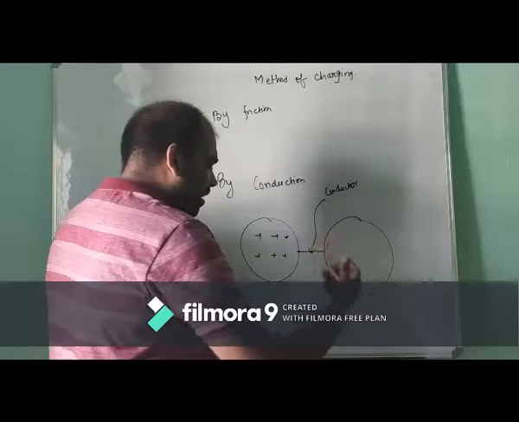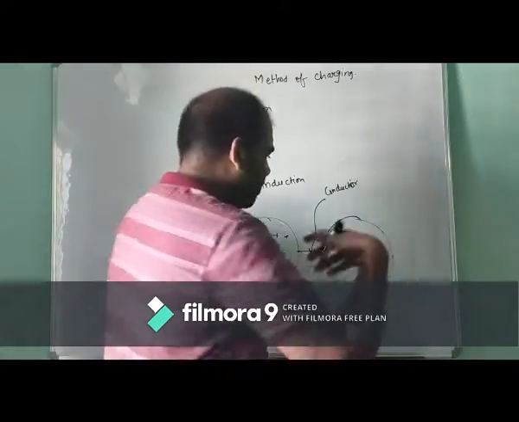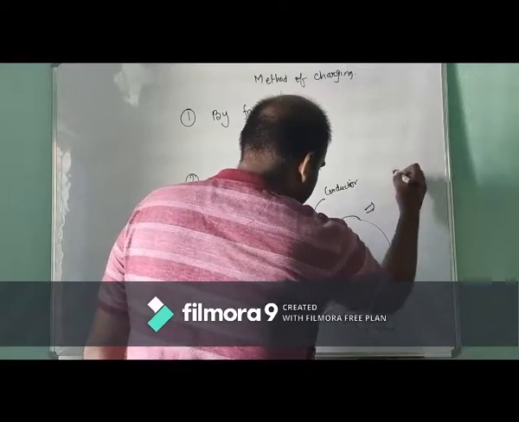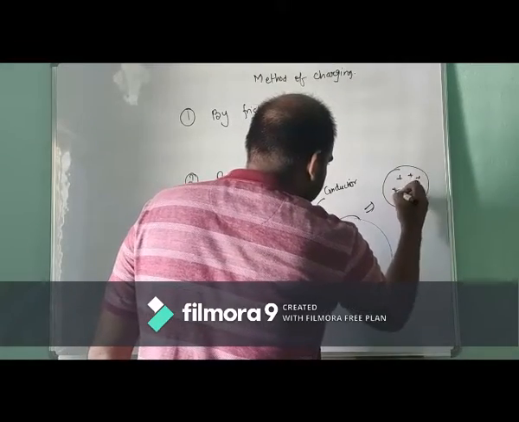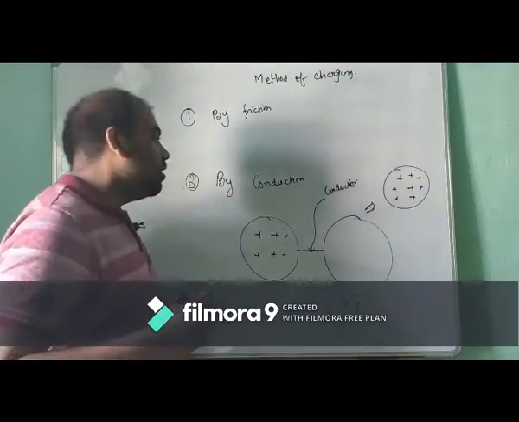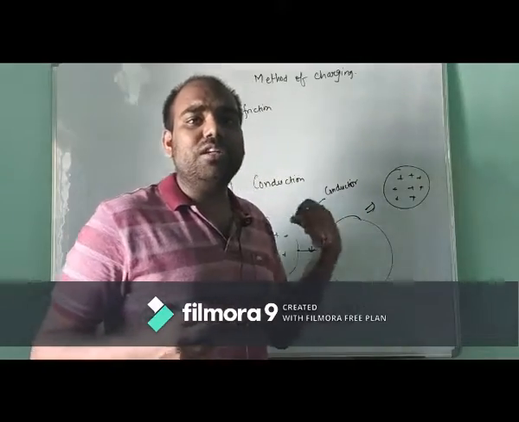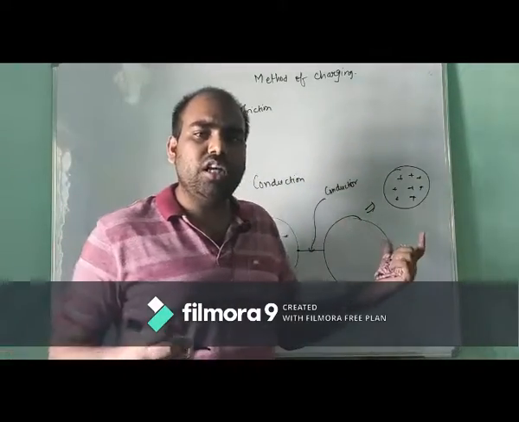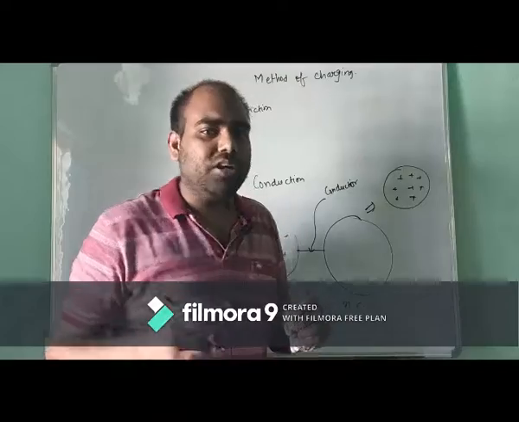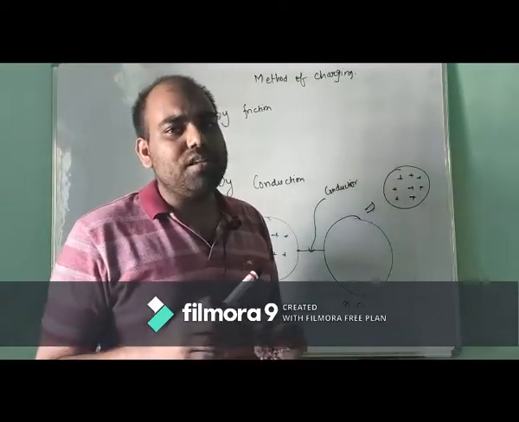Okay, now as a result, what you will find is this body, which was neutral earlier, will also become positively charged. The same type of charge it will acquire. Okay, and what is the magnitude of charge that will transfer from this body to this body? We will study these things in the later part of the chapter. Okay, so I hope you understood the methods of charging.